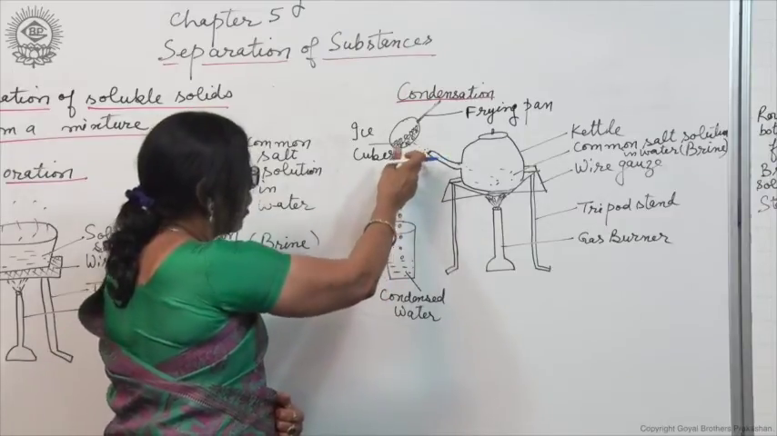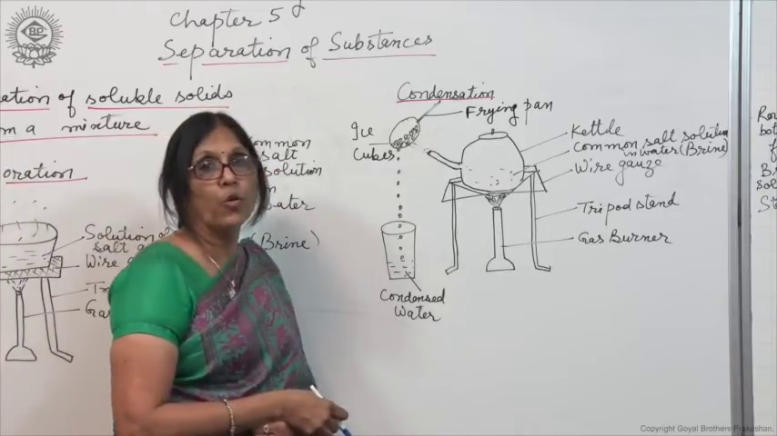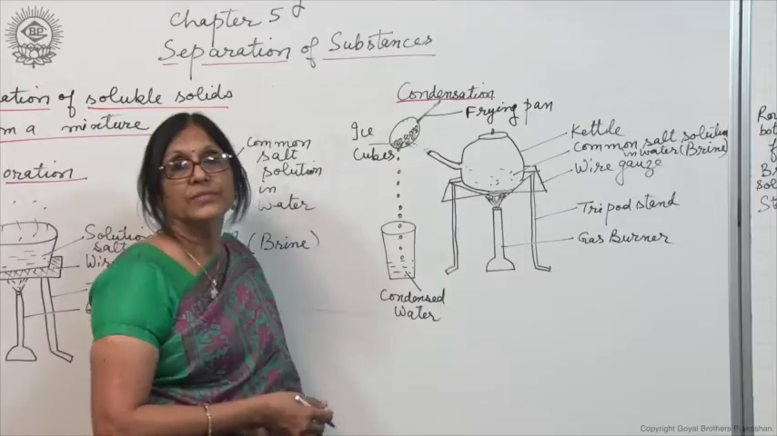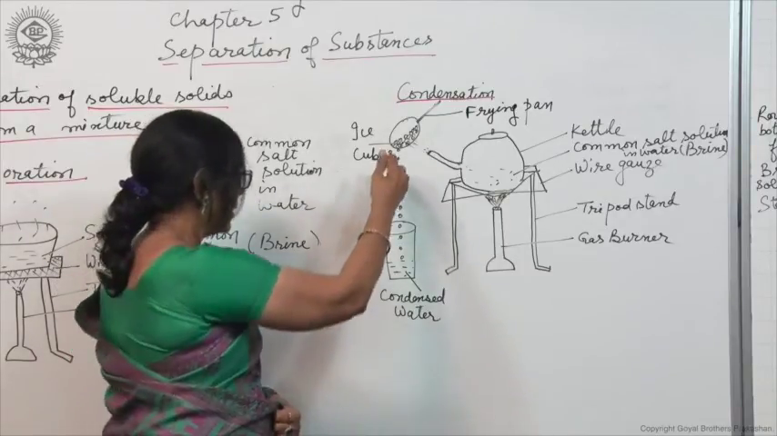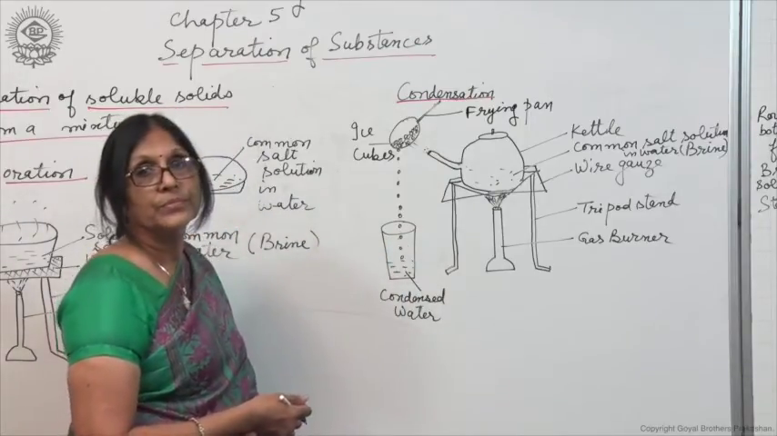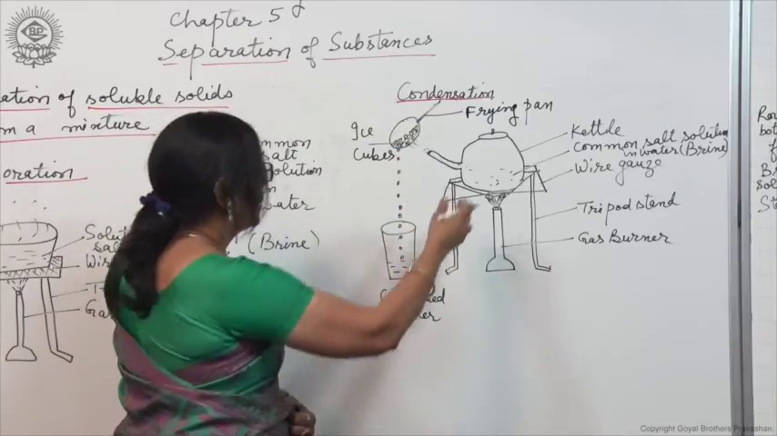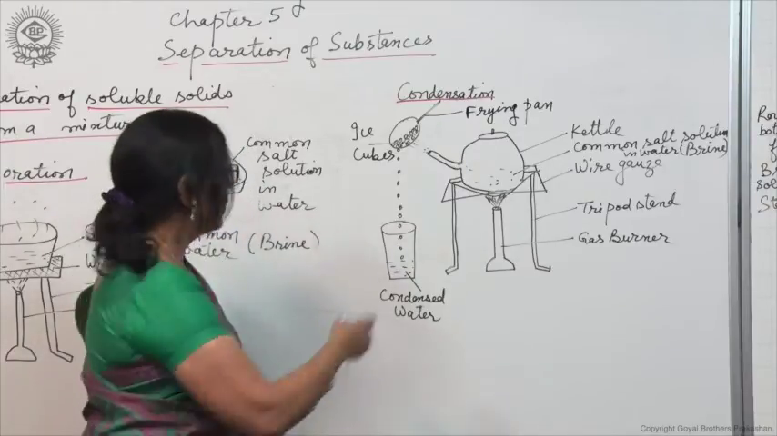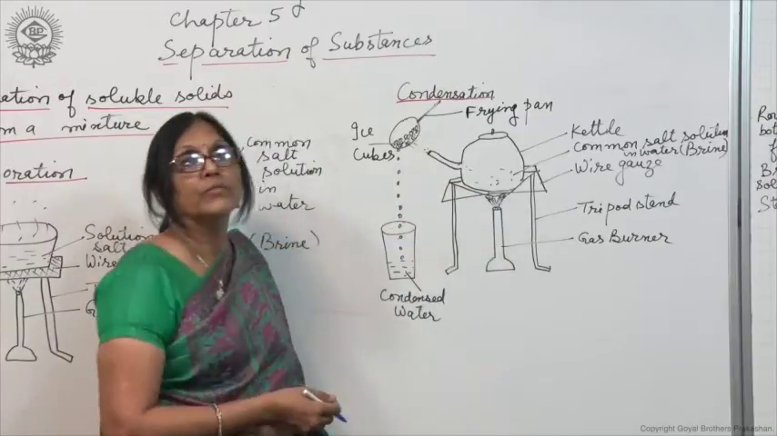when this hot water vapors or steam come in contact with the cold surface of the frying pan, these water vapors condense. These water vapors change into water drops, which are then collected in a glass which is kept just below it. So this condensed water we get, and on continuous heating what will happen? All water will evaporate and will change into vapors, and common salt will be left behind.